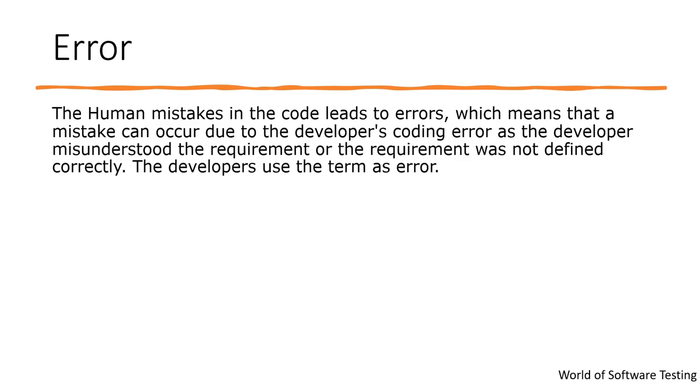So the first one is the error. An error is nothing but a human mistake in the code. The human mistakes in the code lead to errors, which means the mistake can occur due to the developer's coding error, as the developer either misunderstood the requirement or the requirement was not defined correctly. So developers use the term error. Basically, the code mistakes or the human mistakes made by the developers in the code are termed as errors.